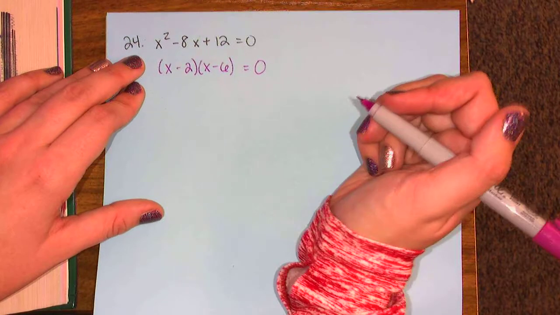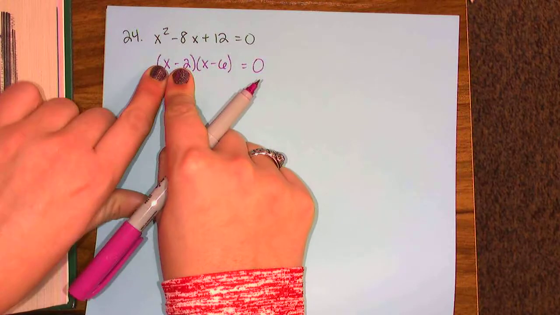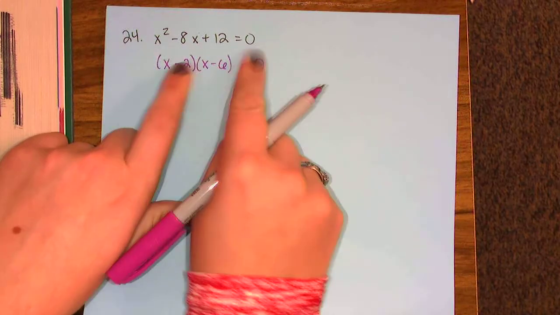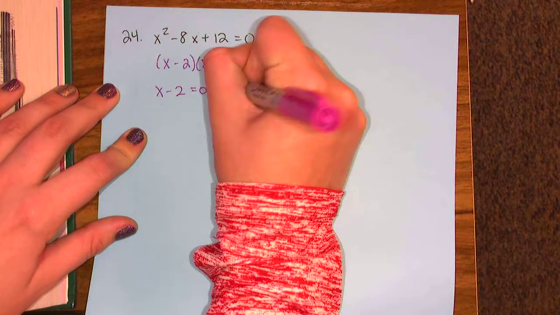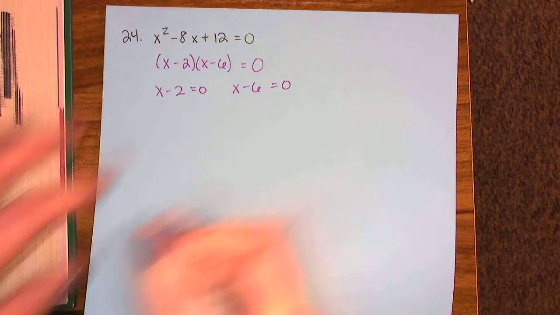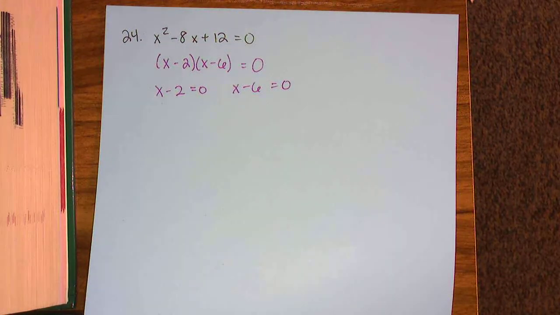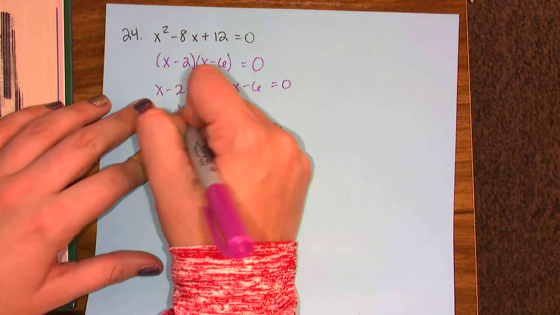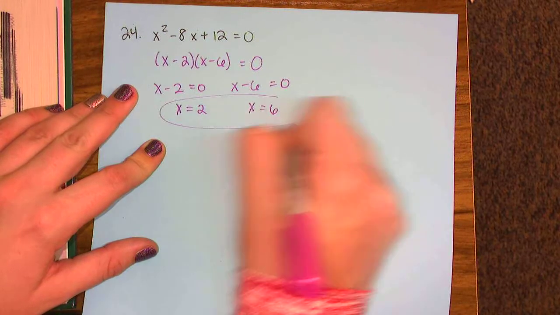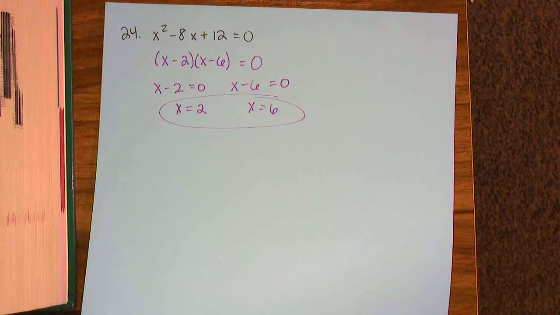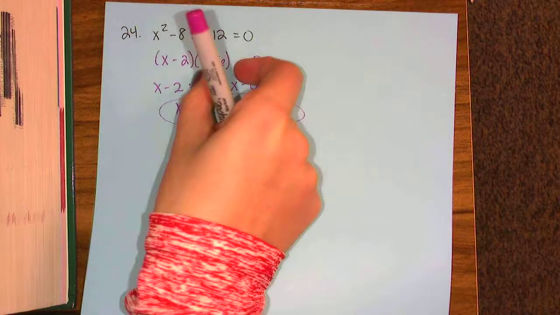So, when it says to solve, you're going to take each piece and set it equal to 0. So I'm going to have x minus 2 is equal to 0, x minus 6 is equal to 0. Then I just solve for x. So x is equal to 2, x is equal to 6, and those are your answers there. So you factor first, then set each parentheses equal to 0.